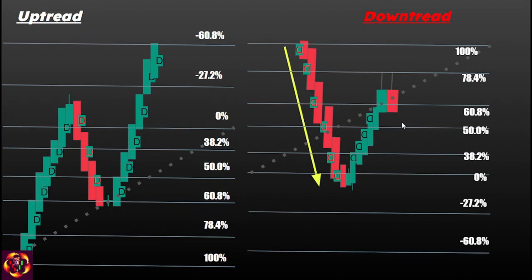After some minutes, we see a confirmation, a rejection at the 78% level. At the 78% level, so we will take the trade. Then our stop loss will be above here, above the 78% level, because we are taking the trade at the 78% level. So our take profit will be minus 27 or minus 60%. Let us see what the market does. Boom! The price hit the take profit, so we are out.